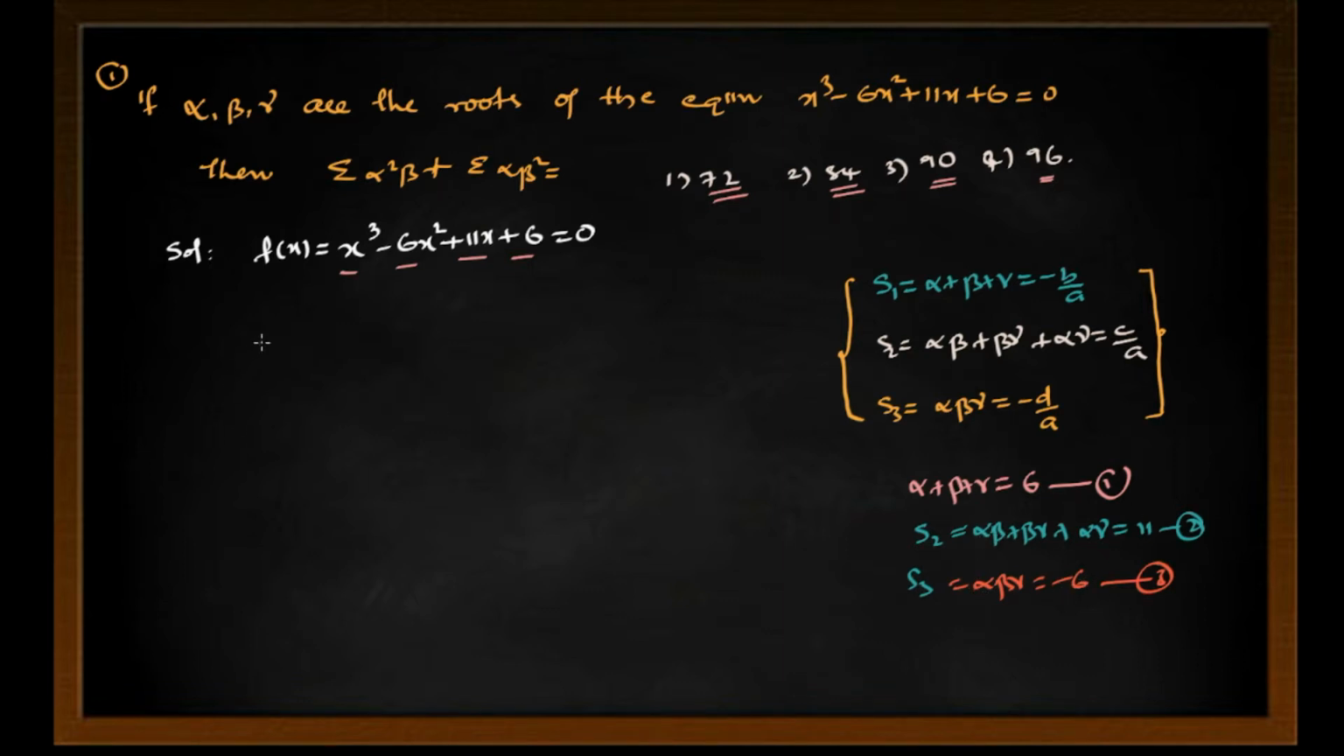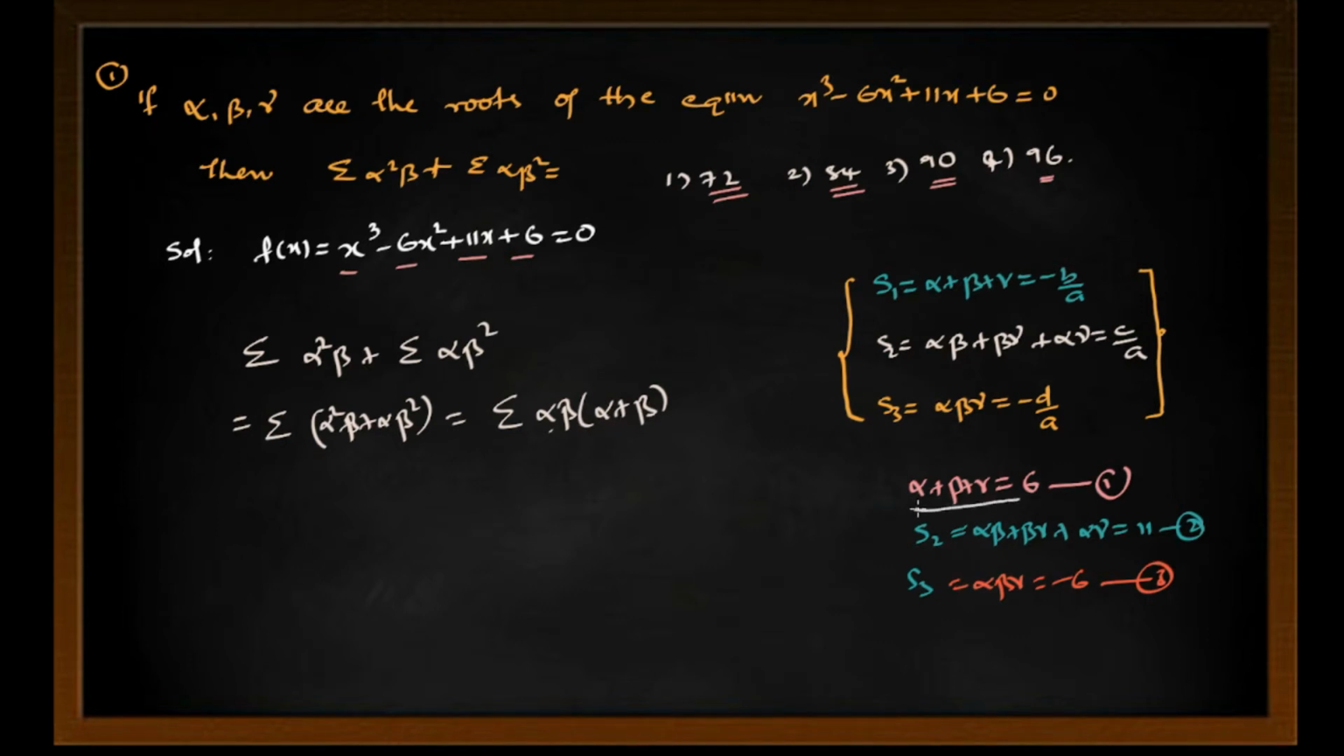So we have to find summation alpha square beta plus summation alpha beta square. This one we can write as summation alpha square beta plus alpha beta square, taking summation common. From these two terms we can take alpha beta common, so alpha beta into alpha plus beta: alpha beta into alpha is alpha square beta, alpha beta into beta is alpha beta square. Now from the first equation, the value of alpha plus beta plus gamma is 6. From this can we write alpha plus beta as 6 minus gamma? Yes. So summation alpha beta as it is, and in the place of alpha plus beta I am writing 6 minus gamma.